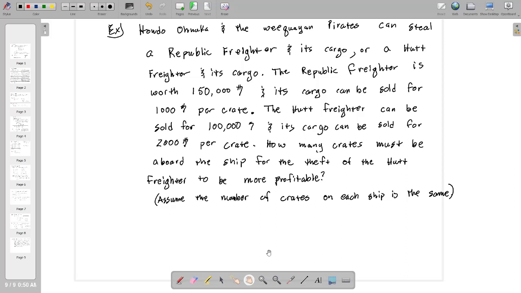Okay, we employ a similar process. We start with looking for the variable. What are we looking for in this problem? We employ a similar process to solving this problem to when we used equations instead of inequalities. So, what is the variable? What are we looking to find? How many crates must be aboard the ships for the theft of the Hutt freighter to be more profitable? X is going to be the number of crates aboard the freighter. This is the number of crates aboard each freighter.